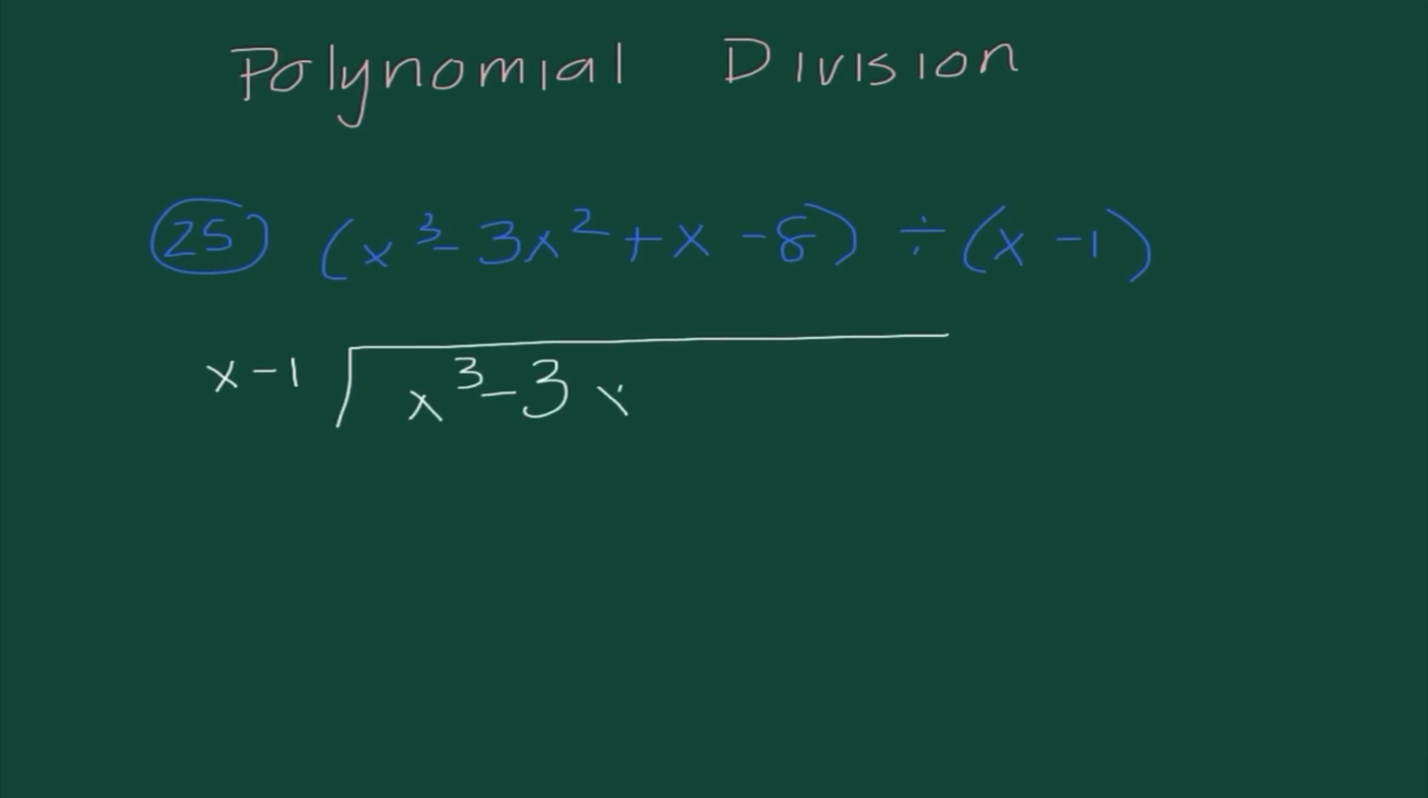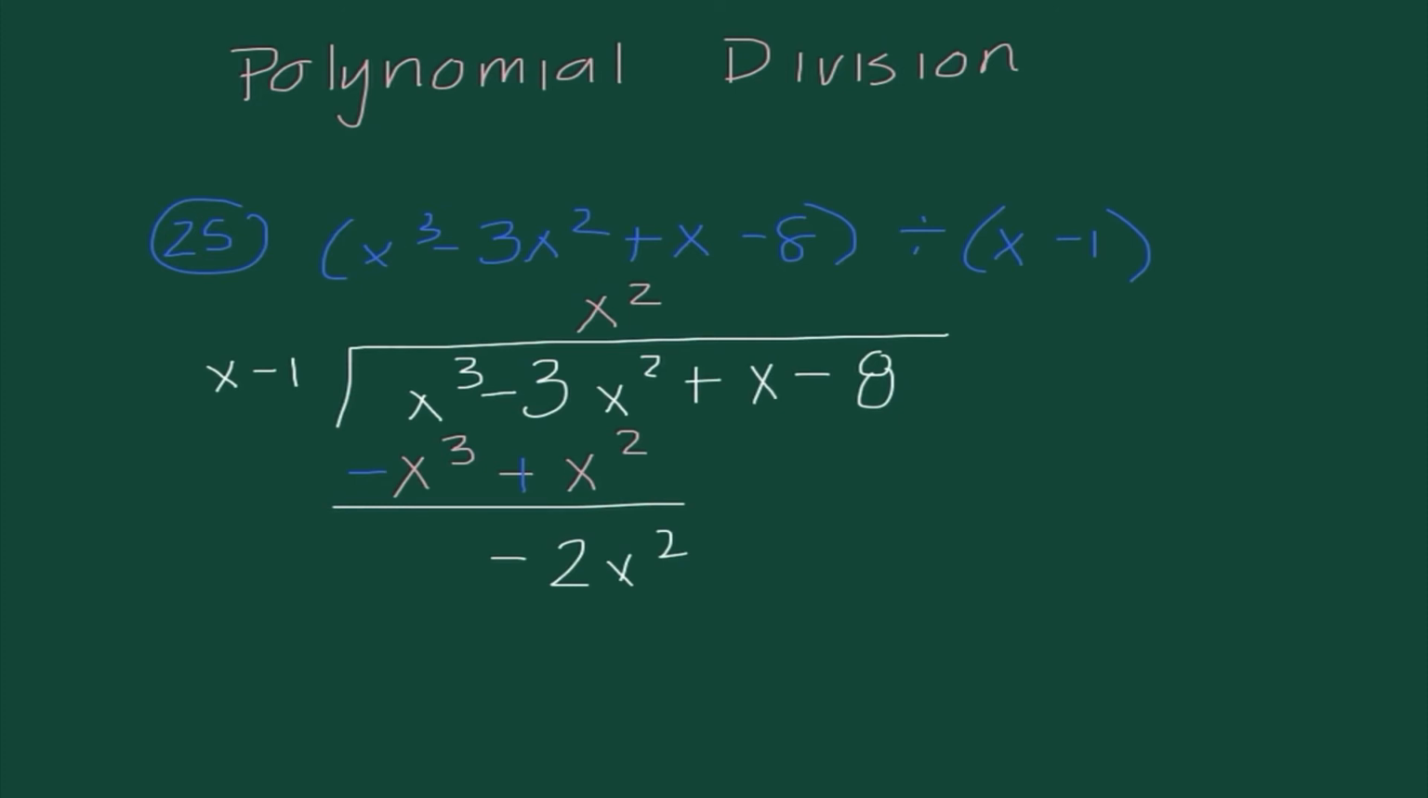First thing I need to look for is if I am missing any terms, I need to fill them in with zeros. I also need to make sure that this goes in descending order. Then I'm going to think to myself, what times x is x cubed? And in this case, it would be x squared. When I distribute, I get x cubed minus x squared. When we subtract, we change all of our signs. And I have negative 2x squared plus x.